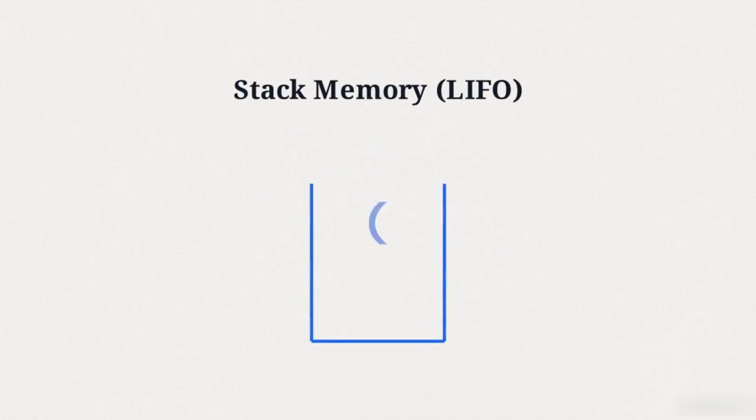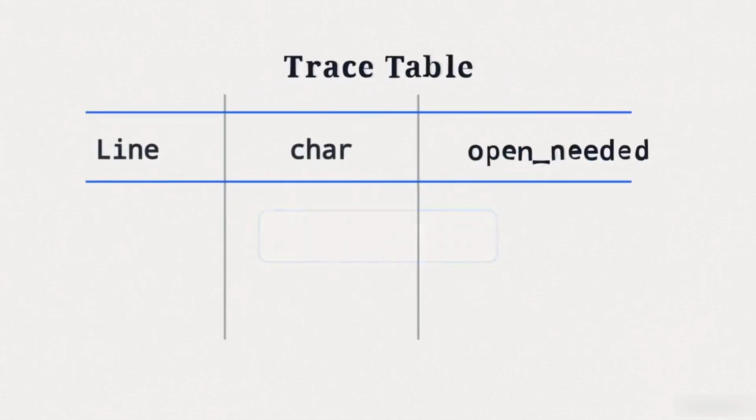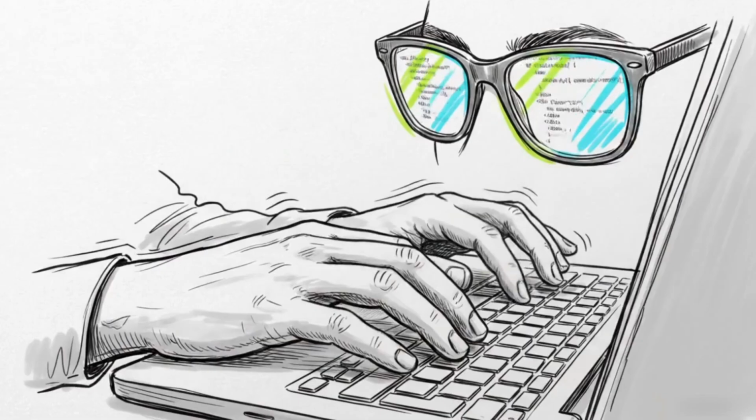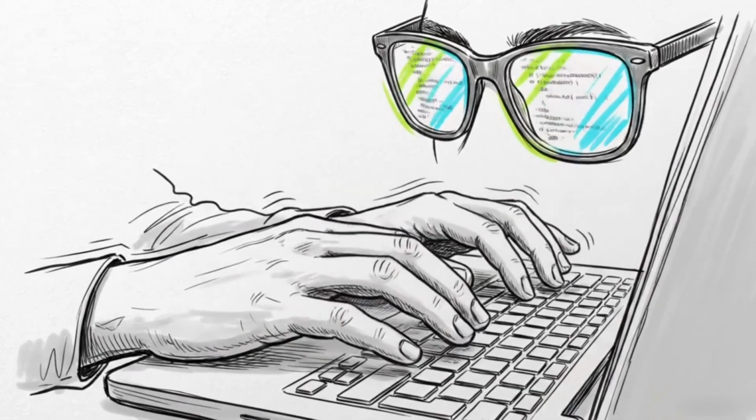To solve this efficiently, we will map the logic to a last-in, first-out memory model, compress the space complexity to a mathematical constant, and prove it on a manual trace table. Mastering the optimization and manual proof of this problem solidifies the mental discipline required to track state through nested dependencies.